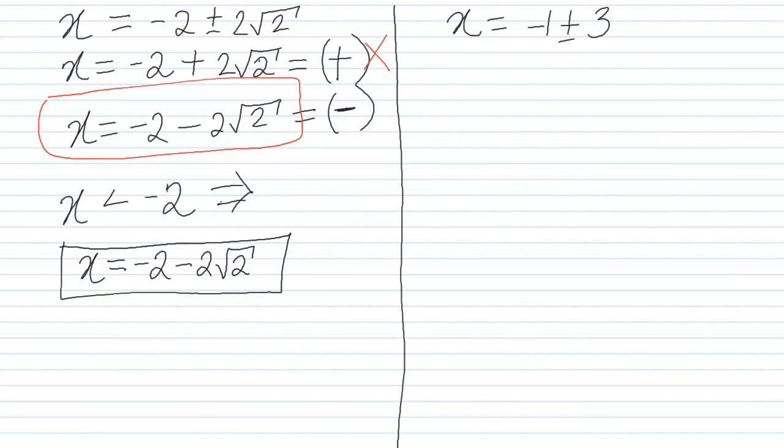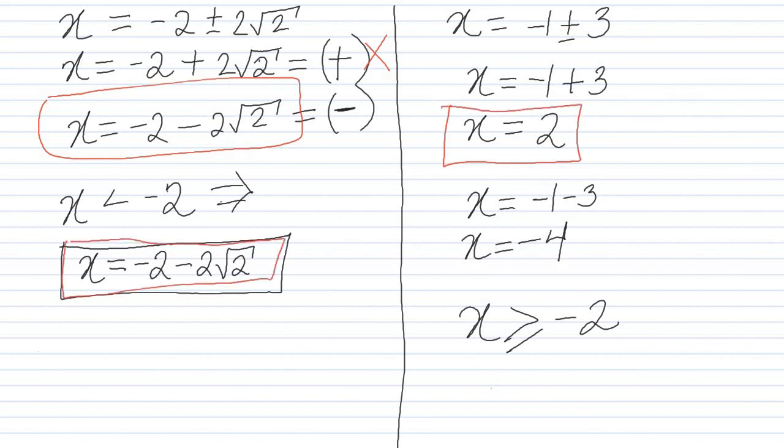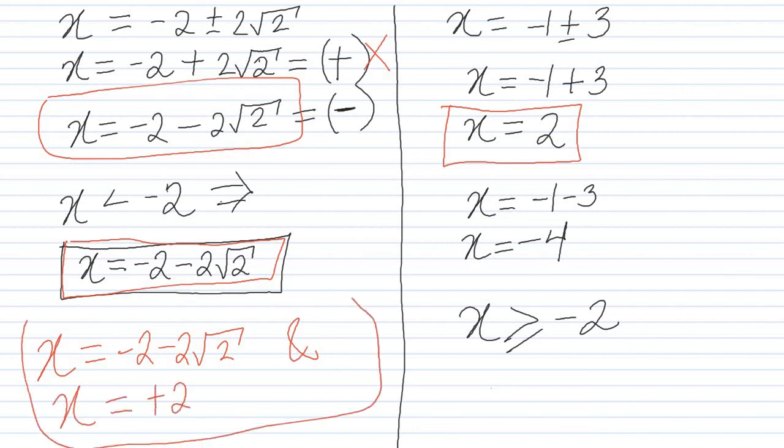And then you have x equals negative 1 plus or minus 3. So that would be x equals negative 1 plus 3. X equals 3 minus 1 is 2. That's 1. Or x equals negative 1 minus 3, so x equals negative 4. And guess what? We want a situation where x is greater than or equal to negative 2. We want x to be x equals 2. So this is our answer. So both of our answers here would be x equals negative 2 minus 2 root 2 and x also equals positive 2. So this is how you solve it.